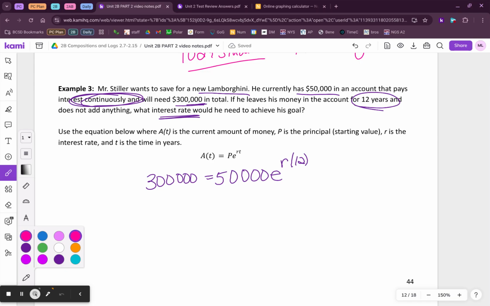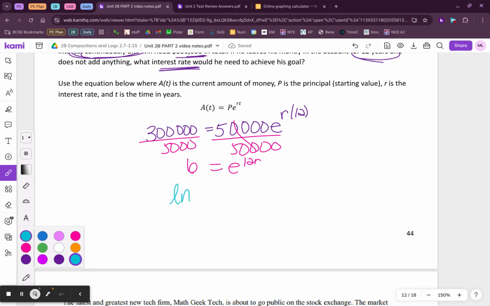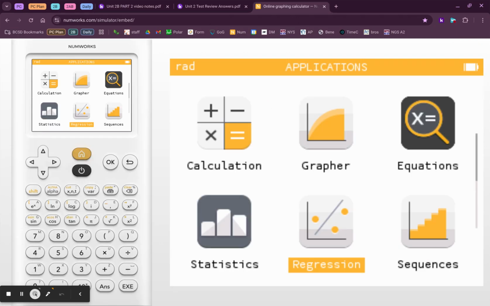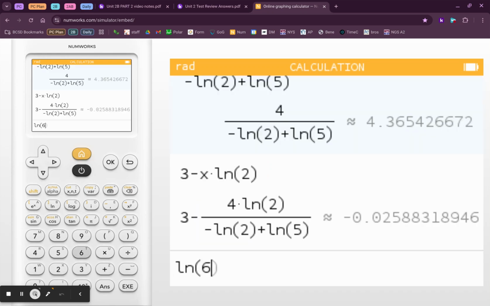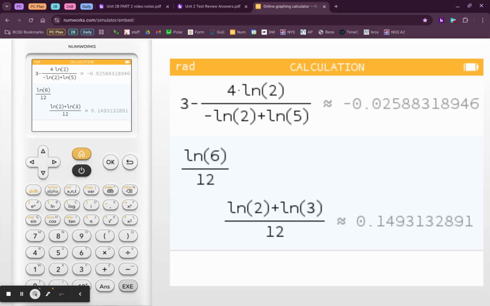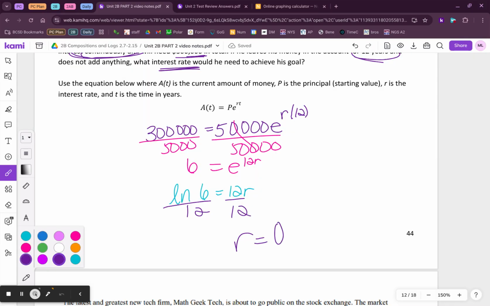So we're going to solve this now. Divide by the 50,000. Now we're going to convert to a log, so that's ln because it's log base e of 6 equals 12r. Divide by 12. So ln of 6 divided by 12, 0.1493. It says what's the rate? So this is the decimal. You got to multiply by 100. So 14.93% or about 15%.